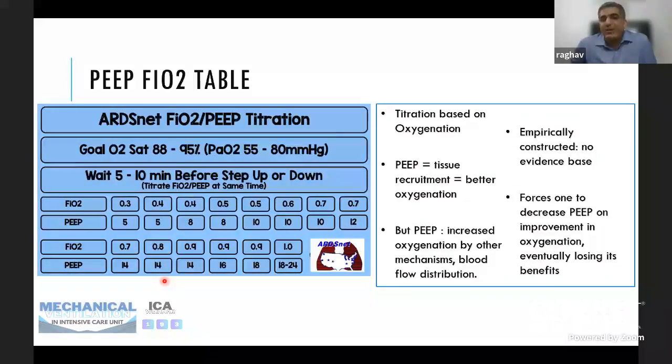The problem with this table is that it was empirically constructed, and there is no evidence base or physiological base for setting the PEEP based on oxygenation. Also, this table forces one to decrease the PEEP on improvement in oxygenation, and this ultimately leads to premature loss of the benefit of PEEP. So I will go on to the second method.